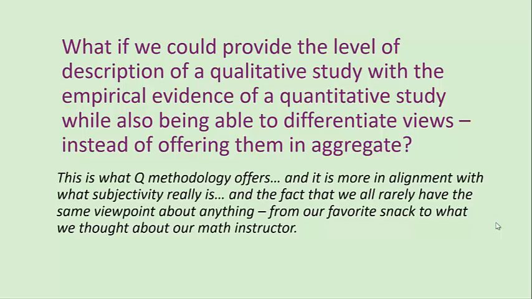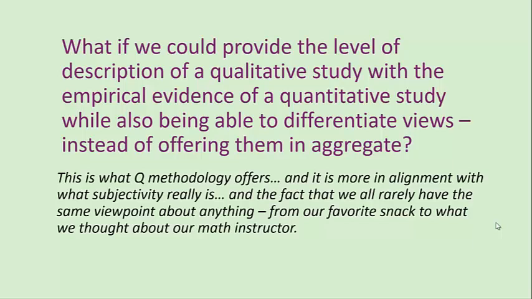So what if you could have the level of description of a qualitative study, but the empirical numerical evidence of a quantitative study, and also differentiate views? Instead of shooting for the middle, like sometimes we say we teach to the middle, what if we could differentiate views and say there are actually two different views, three different views, four different views about this particular topic, this instructor, this event, this experience? That's what Q offers.